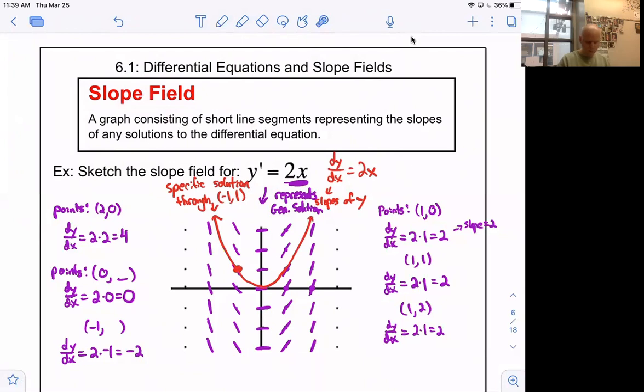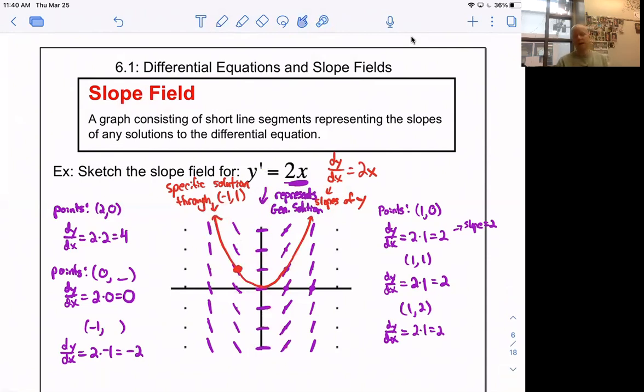So the general solution is like all of the slopes altogether, and the specific solution is one curve that goes through one point. This is what slope fields can help us visualize. They help us visualize essentially what kind of curves will solve the differential equation. In this case, it looks like it's a bunch of parabolas that are just shifted up or down by c.